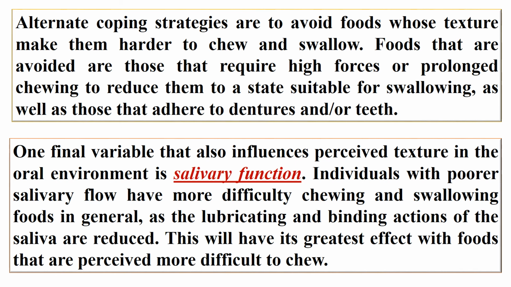One final variable that also influences perceived texture in the oral environment is salivary function. Individuals with poorer salivary flow have more difficulty chewing and swallowing foods in general, as the lubricating and binding actions of the saliva are reduced. This will have its greatest effect with foods that are perceived as more difficult to chew.